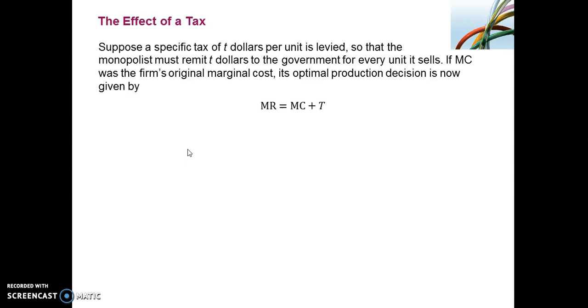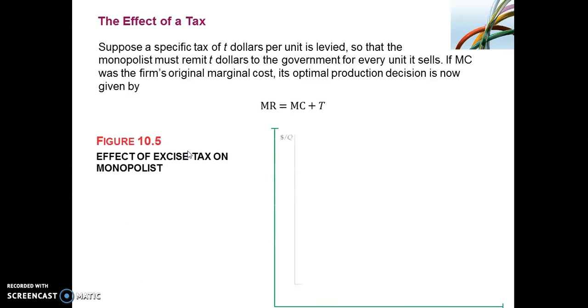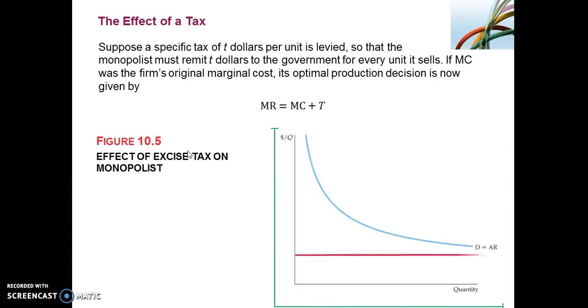Please note that we are going to have a look at the effect of a tax for a monopolist. So, the key thing to note here is that for a monopolist, the price can increase by more than the amount of the tax itself, whereas in a competitive industry, this cannot happen. So we are going to have a look at figure 10.5, which is going to show the effect of an excise tax on a monopolist.